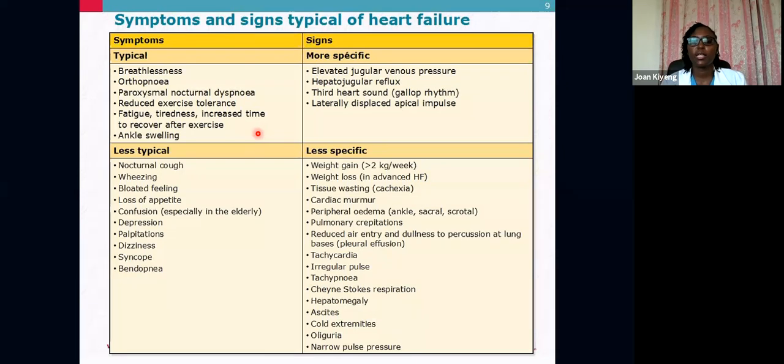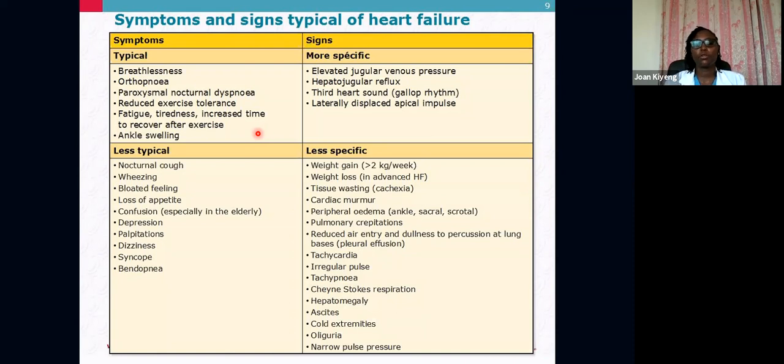But some patients will just come and say they are unable to exercise. Maybe they'll tell you they are just feeling tired, feeling fatigued. After exercise, they take a long time to recover, and they may report ankle swelling. So these are typical symptoms.